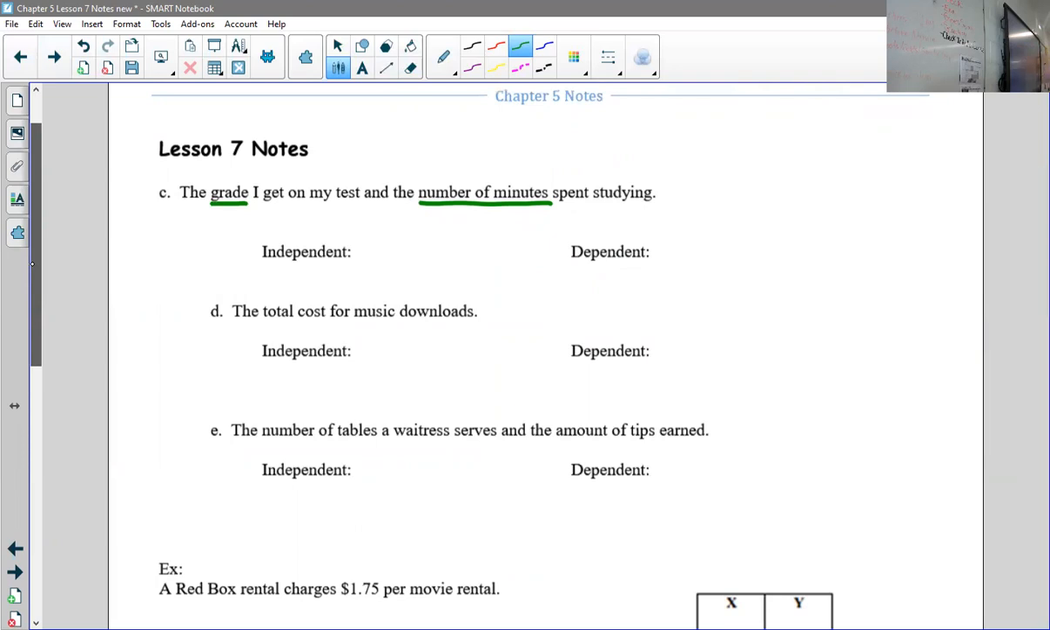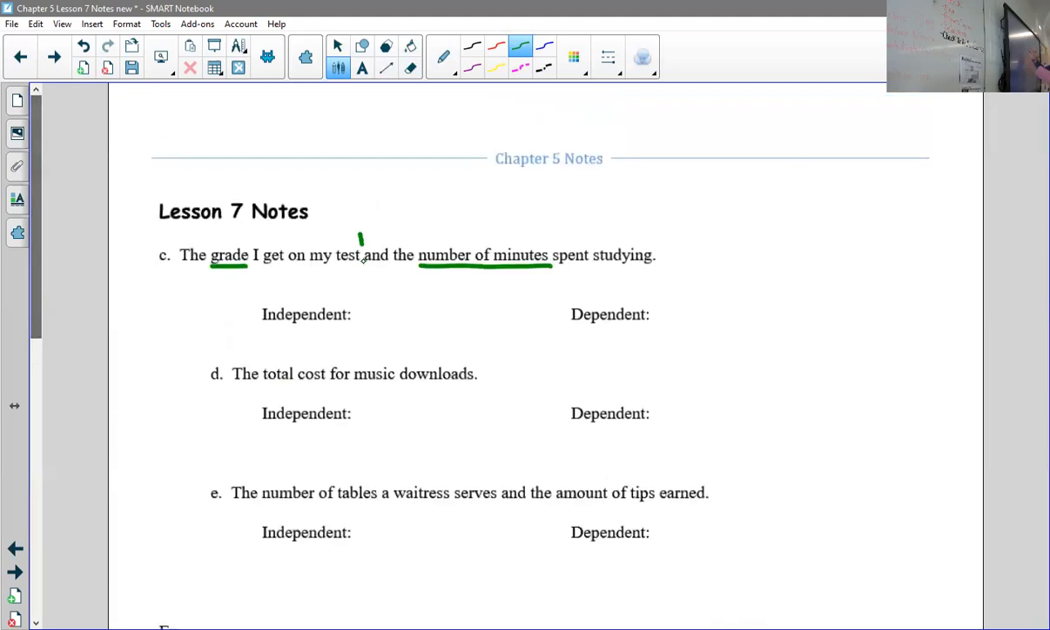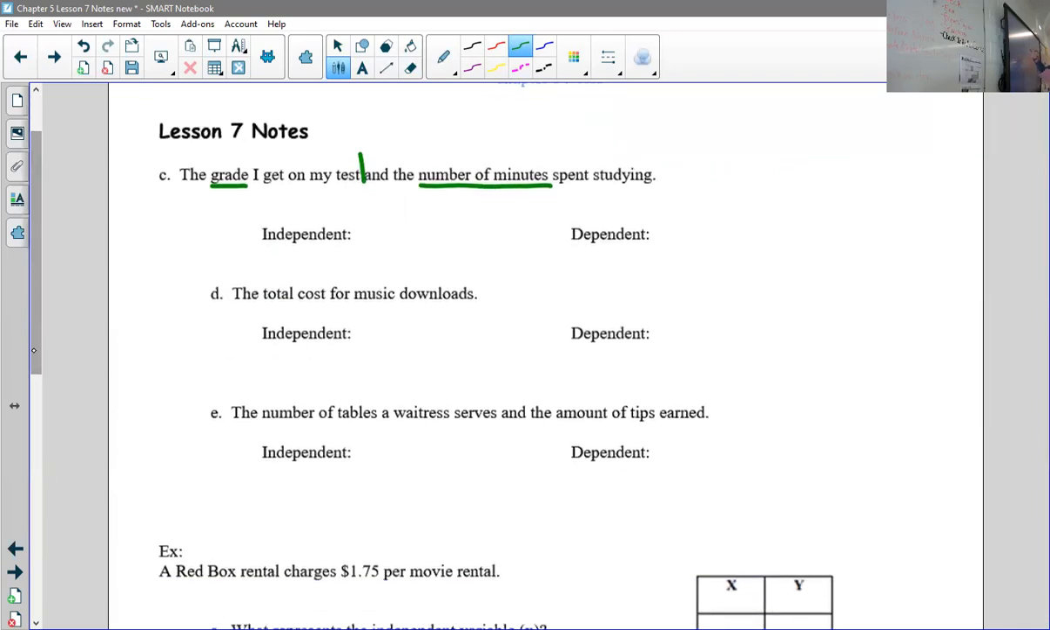So in theory, the more minutes you spend studying should improve your grade. So it doesn't matter how many minutes you spend. You could spend 10 minutes, 20 minutes, 30 minutes, or 100 minutes. But the more minutes you spend studying, the higher your grade is going to get. So your grade depends on the number of minutes you study. So the independent variable is time, or number of minutes, and the dependent variable is your grade.